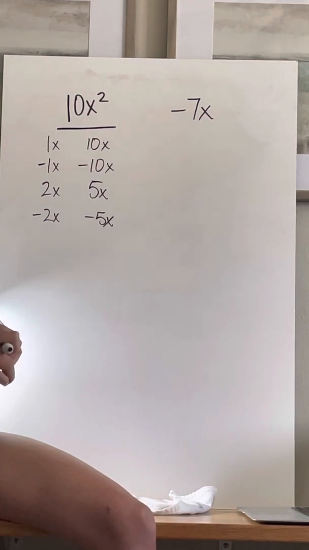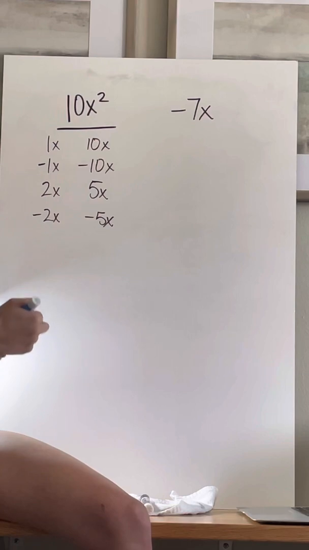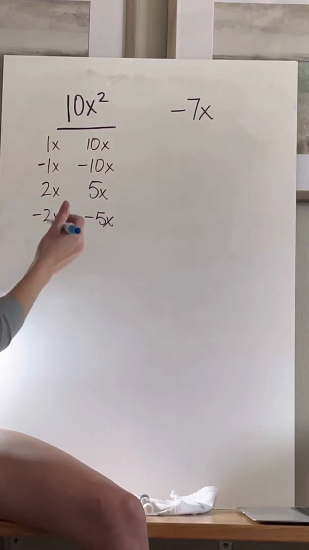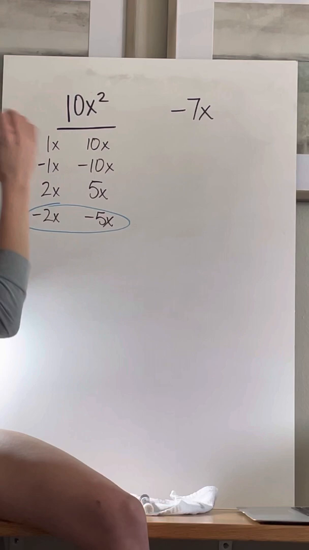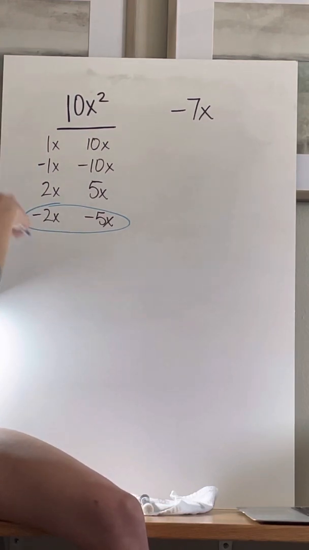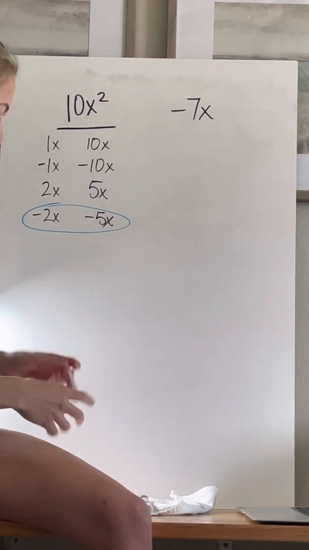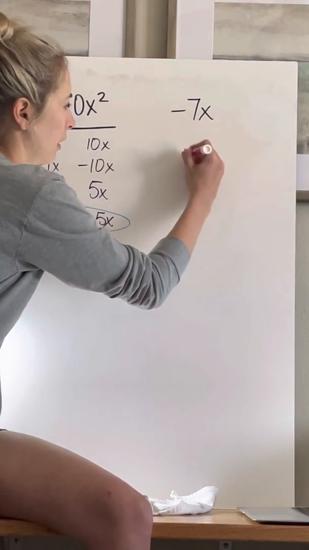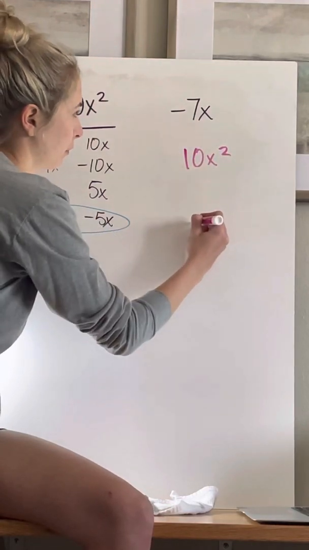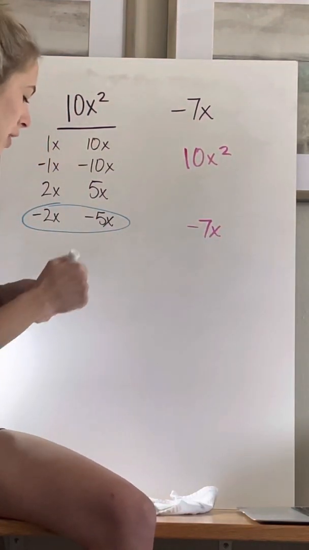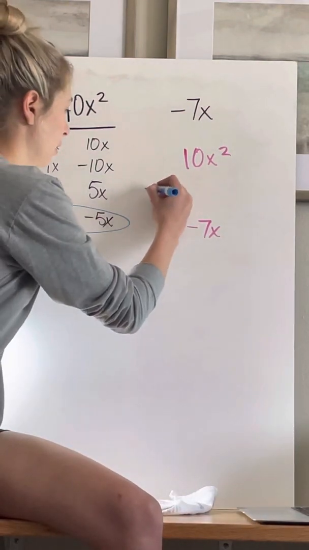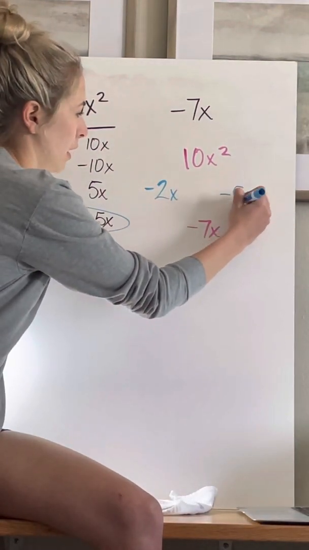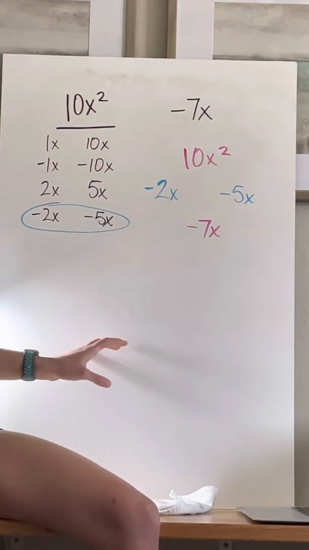Now let's figure out which one of those will add to get us our sum of a negative 7x. Take a minute to see which one it is. And this is going to be our answer, right? Because when you multiply, you get a positive. When you add, it becomes our negative 7x. So let's go ahead and write it in our diamond. We have 10x squared and negative 7x as our product and sum, and our two multiples that we found are negative 2x and negative 5x. Right, so there's our answer.